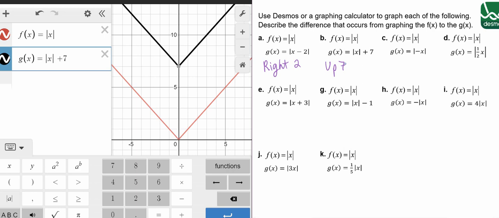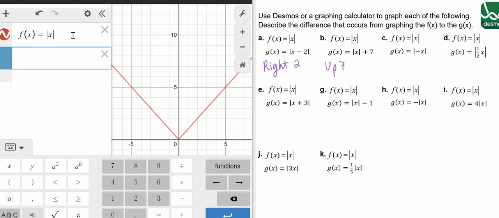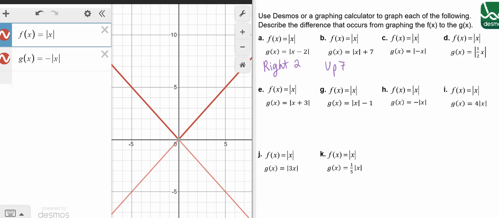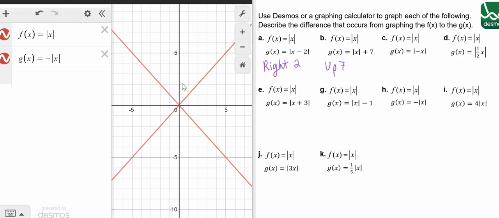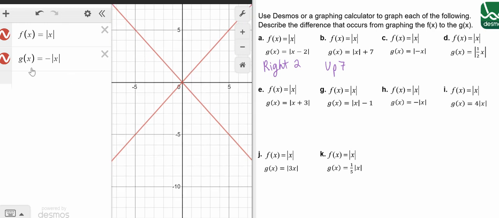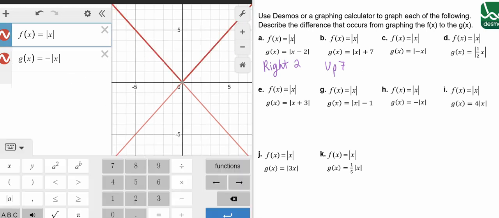Let's take a look at letter C. Let's do that one. So we'll close this graph out. So we're going to set up that our new g of x is going to equal a negative absolute value of x. And take a look at how this graph has changed. Here we see that our graph has shifted down.